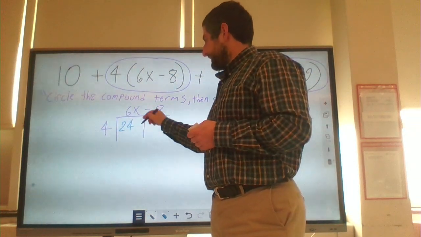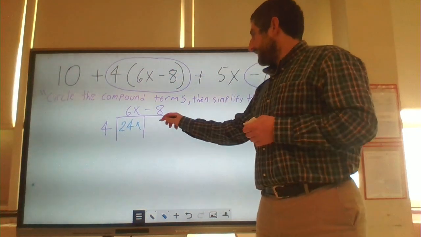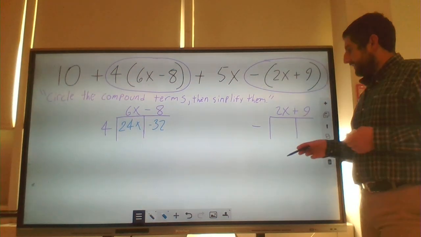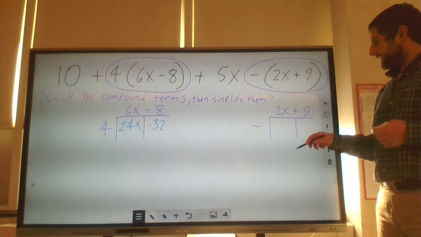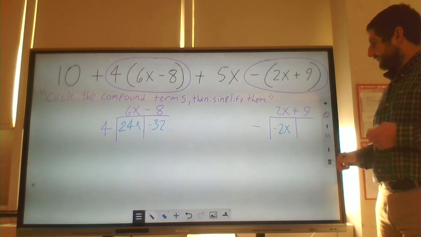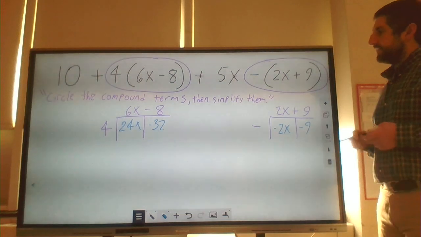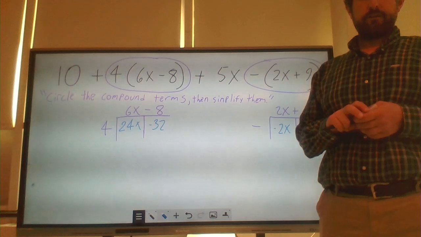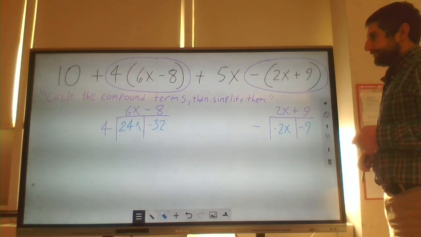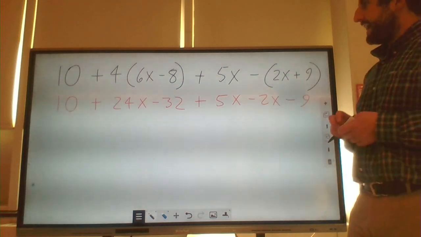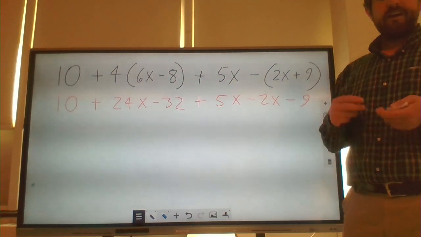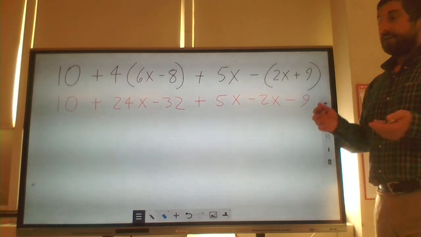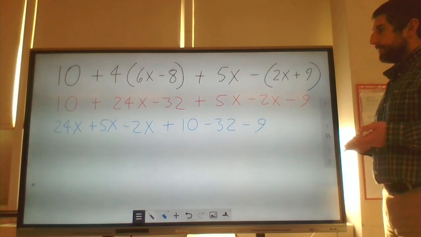But in any case, 4 times 6x would give me 24x, and then 4 times negative 8 would give me negative 32. Over here, I just have negative or minus, so that just turns 2x into negative 2x, and 9 into negative 9. And now I've got my simple terms, which I can plug back into my expression in the same spots. So once I've done that, here I have all simple terms, and then I can move on, just like last time, into rearranging them and setting myself up for combining like terms.